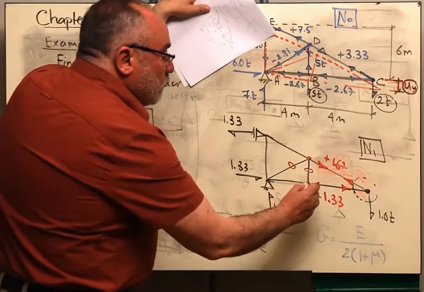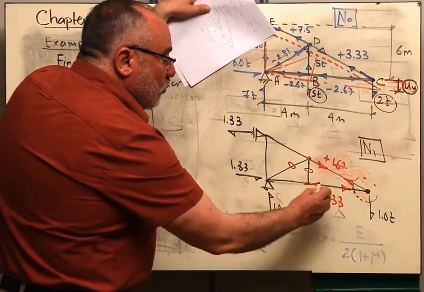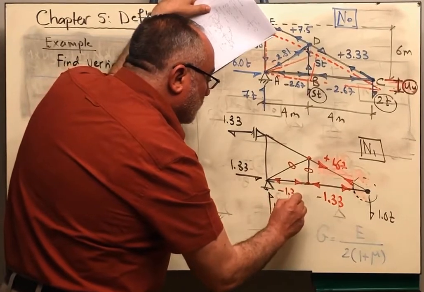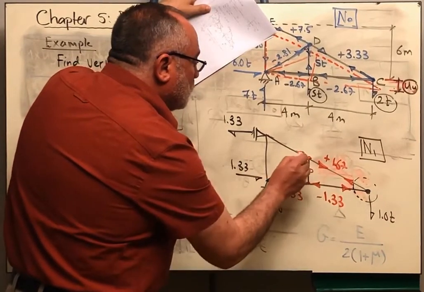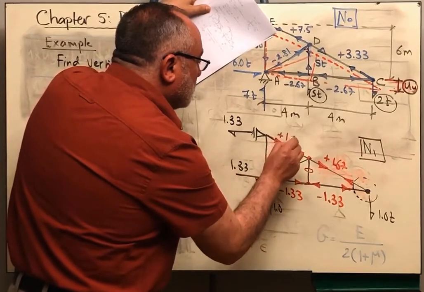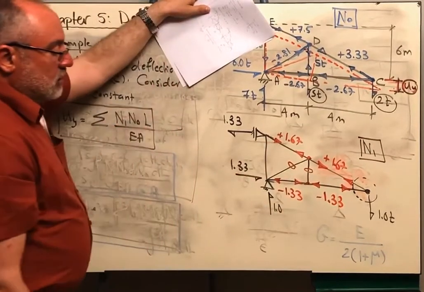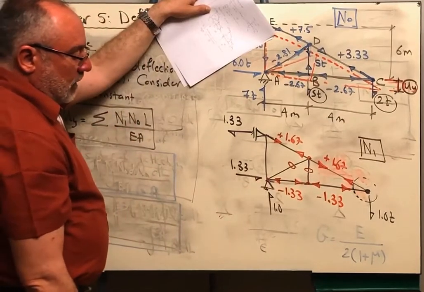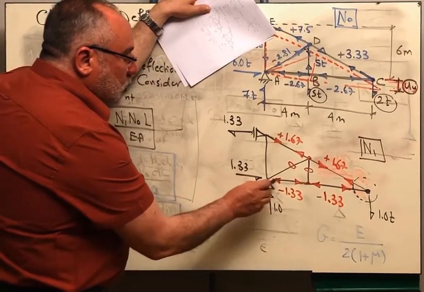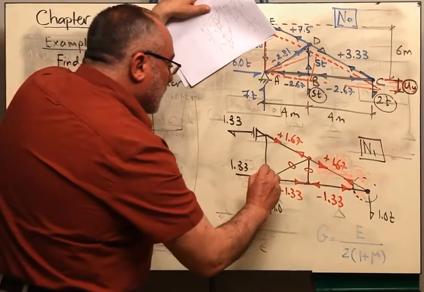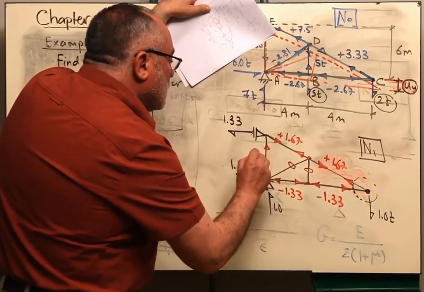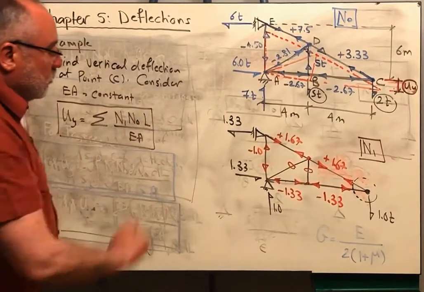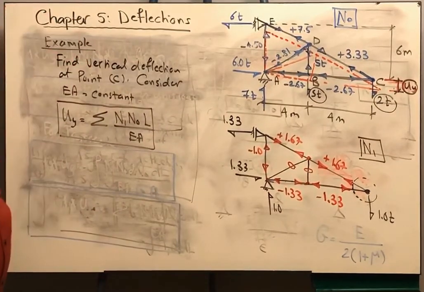Okay? From the summation or the equilibrium of forces in the horizontal direction, this also should be compression, negative 1.33, and this also should be tension, positive 1.67. You can take after that the equilibrium of forces at this joint. Here the reaction will be in equilibrium with this force, therefore this one should be negative 1 ton. Okay? These forces are the N1 forces.